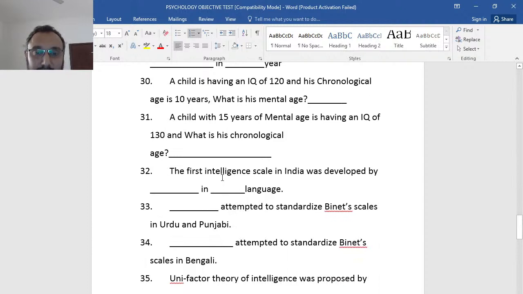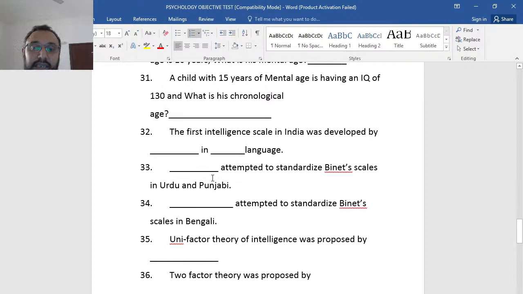The first intelligence scale in India was developed by S.M. Mohsin in Hindi language. In 33, C.H. Rice attempted to standardize Binet scales in Urdu and Punjabi. If you see, the Binet scales were standardized in Urdu and Punjabi by C.H. Rice. And 34, I was doing that calculation only, children. I took a little bit of gap, sorry.